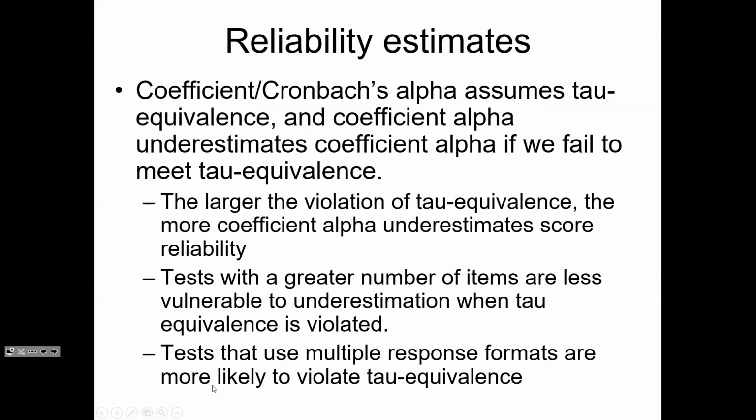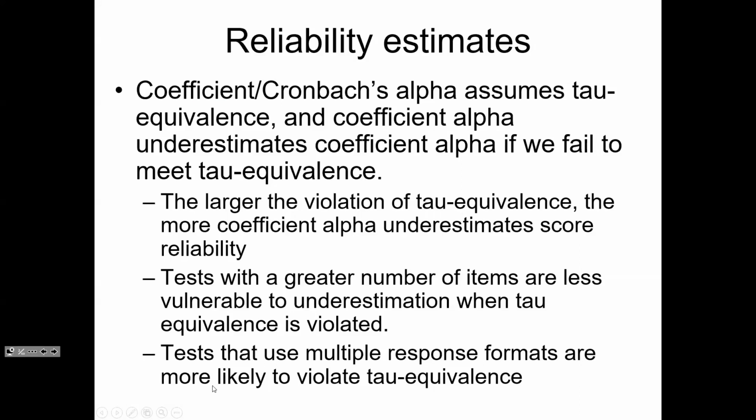I feel like that's something we always say, Cronbach's alpha assumes tau equivalence, but we're going to unpack what the heck this thing called tau equivalence is, and what that means if we don't meet tau equivalence. Actually, Cronbach's alpha won't be a good estimate of your reliability if you fail to meet tau equivalence. And so, the larger the violation of tau equivalence, the more Cronbach's alpha could actually underestimate score reliability.